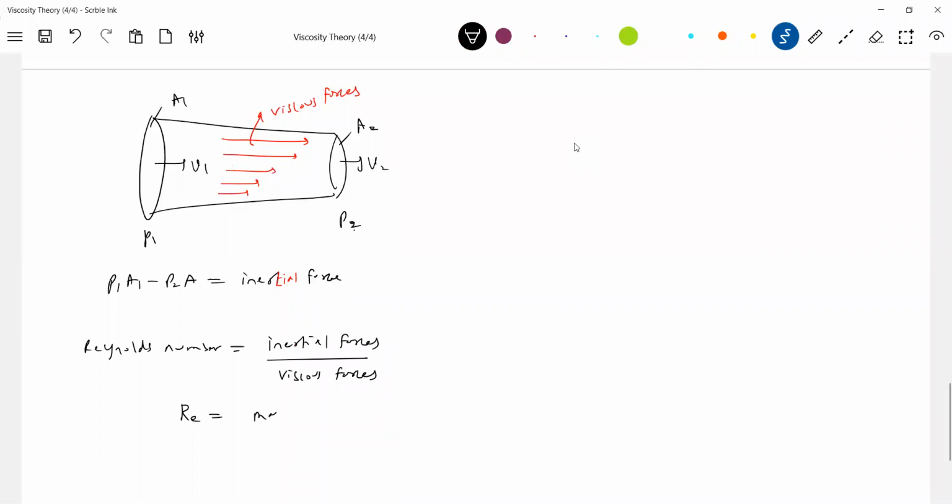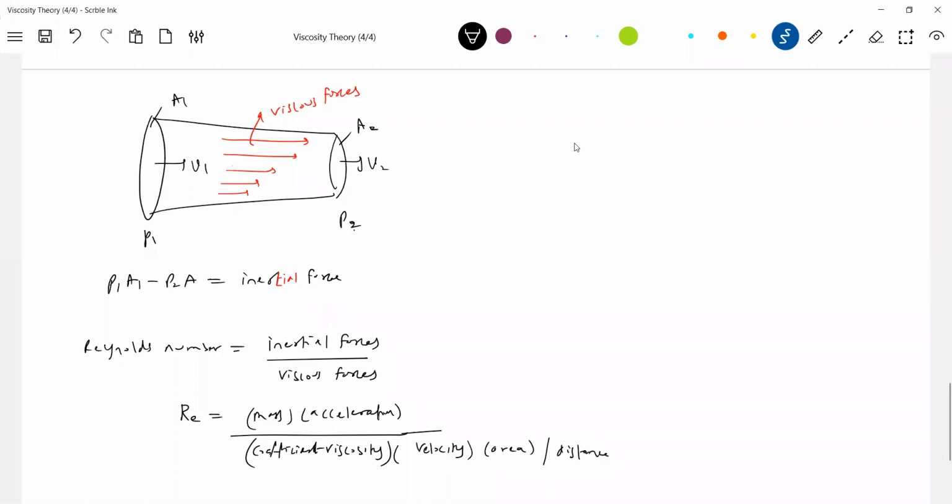So what is the inertial force? Mass into acceleration. What is the viscous force? It involves the dynamic viscosity, or coefficient of viscosity, times velocity, then area divided by distance. That is the formula F equal to eta A dV by dr, I'm writing it. Okay, let's check it dimensionally.